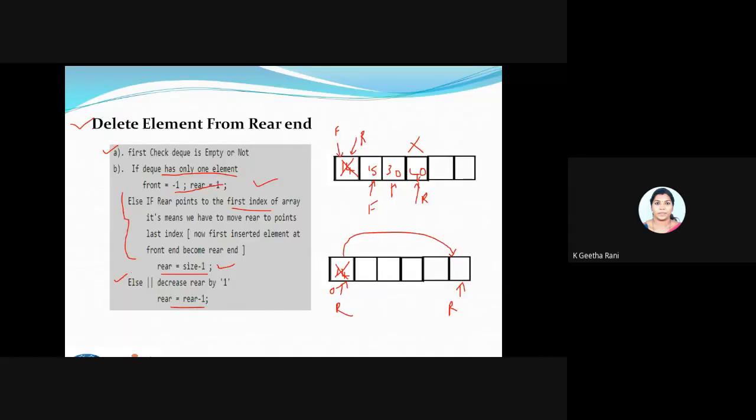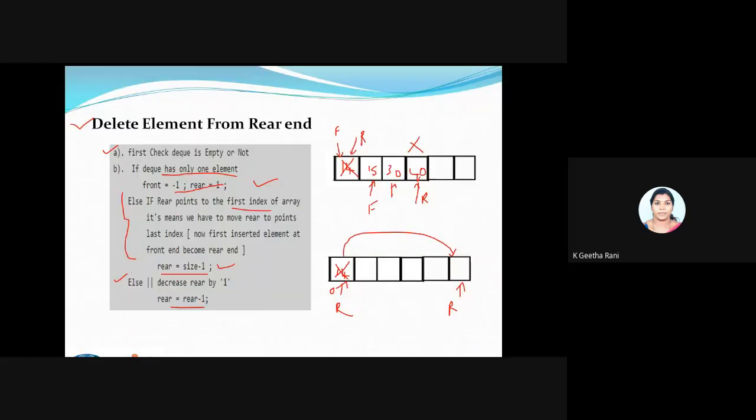Fine, so deleting an element from the rear end, we have so many possibilities to check. One is whether the queue is empty or not. If we have only one element, what to do? If we have so many elements, what can we do? If my rear is at the first index, what to do? Okay, four conditions for deleting an element at the rear end itself.